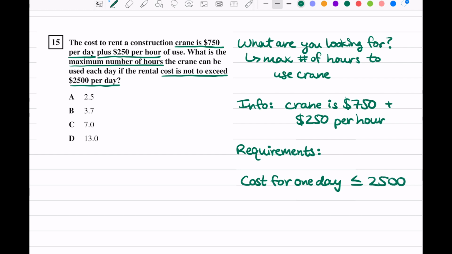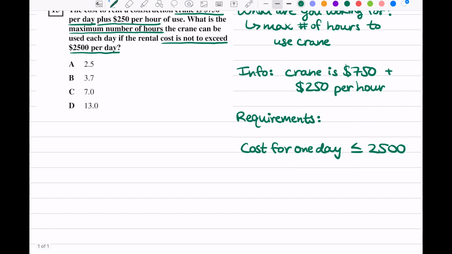So now we know what we're looking for, the info we're given, and the requirements. And our requirements helped us find an inequality. So let's see if we can work with that. The cost for 1 day is less than or equal to $2,500. Well, we know from our info that the cost is $750 plus $250 times how many hours? And we'll call H hours. And now, if we solve this inequality, we'll see how many hours we can use the crane.